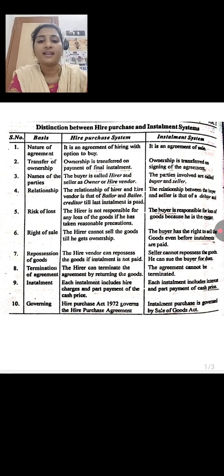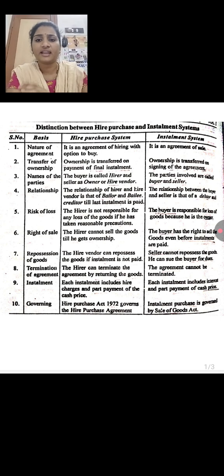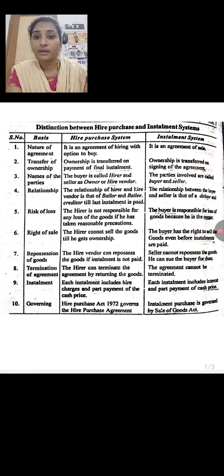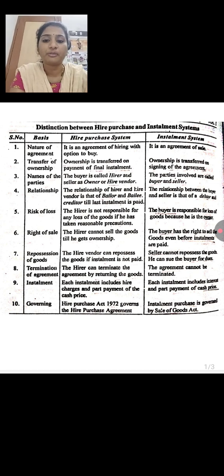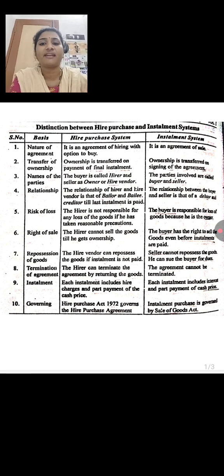Fifth point, risk of loss. The hirer is not responsible for any loss of goods he has taken. So whatever the loss may be, the hirer will not be responsible. But here, opposite, the buyer is responsible for the loss of goods. So the buyer will be responsible for the loss of goods, and in hire purchase system the buyer will not be responsible. So we have discussed the fifth point, and right now I am going to the sixth point, right of sale.